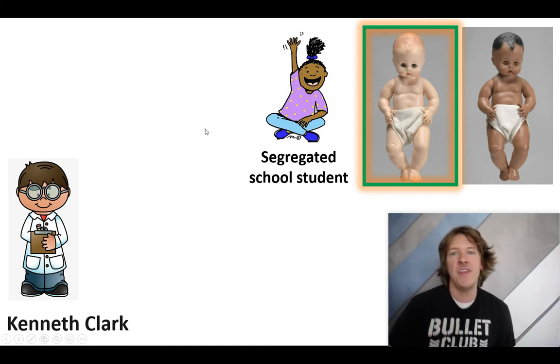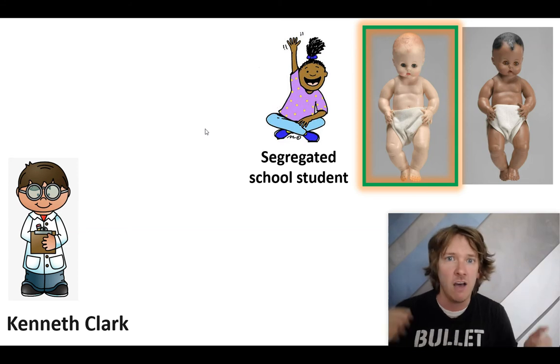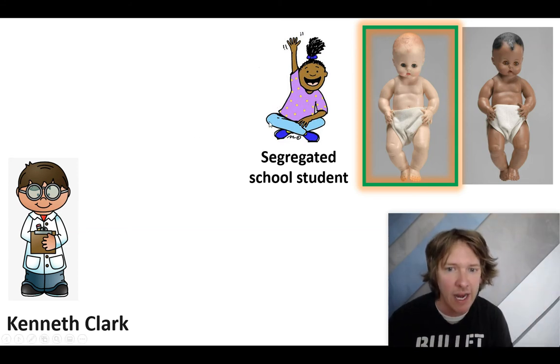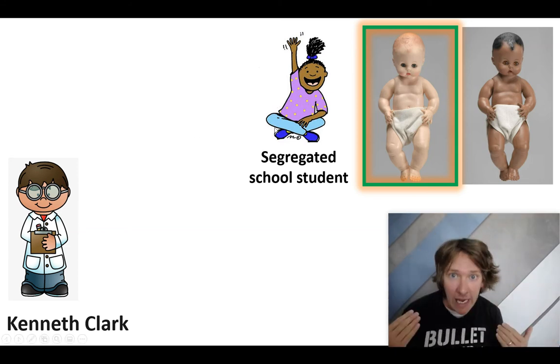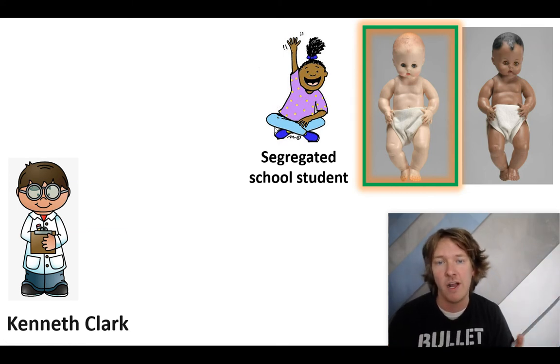And so the argument that Kenneth Clark will make, that then Thurgood Marshall will use in the court case of Brown versus the Board of Education, is that when you segregate a student, they then feel inferior. And if they feel inferior, they're not going to work as hard, they're not going to get an education.